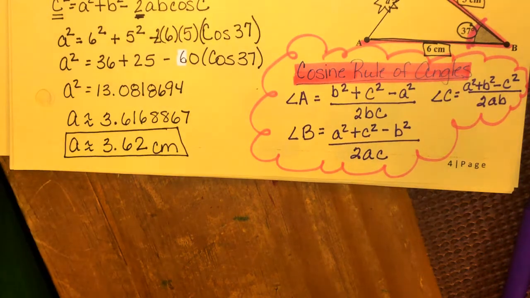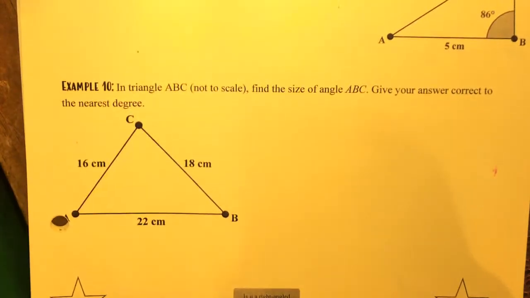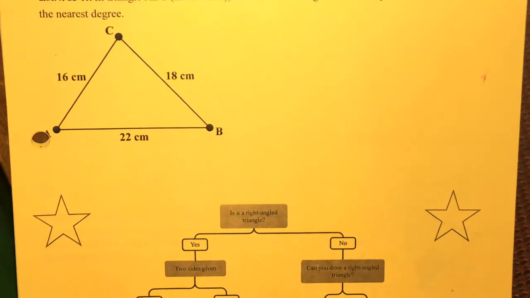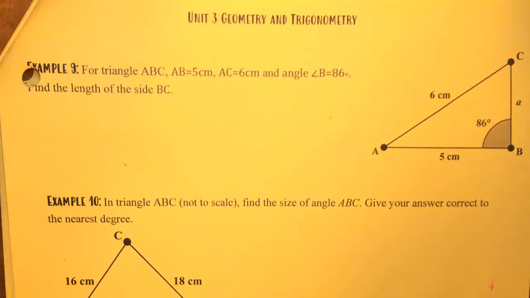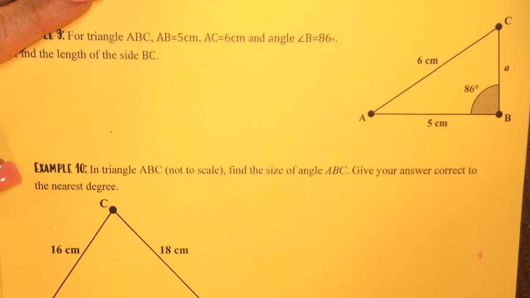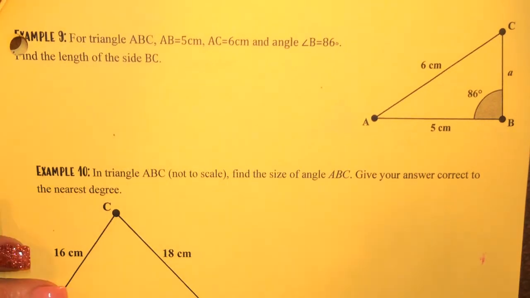All right. Some more of law of cosine and sine. So we're on example number 9. For a triangle ABC, AB is 5 centimeters, AC is 6 centimeters, and angle B is 86. Find the length of BC. So I've already drawn it out over here.